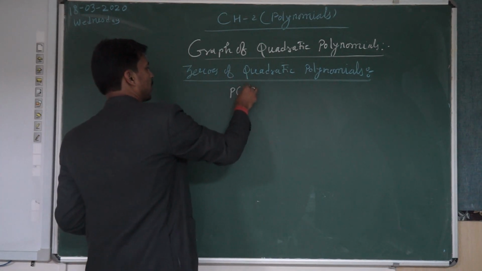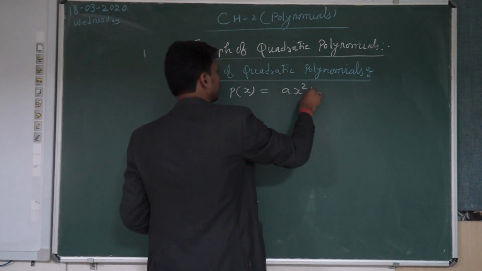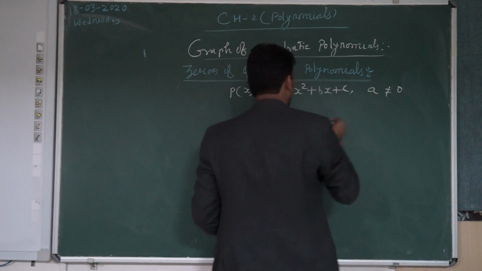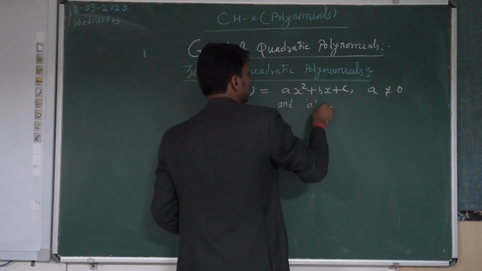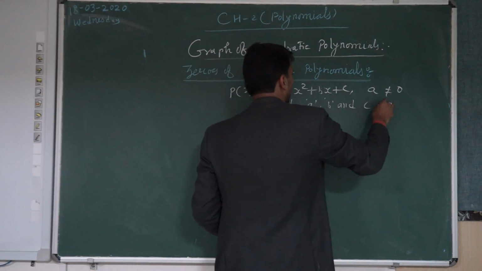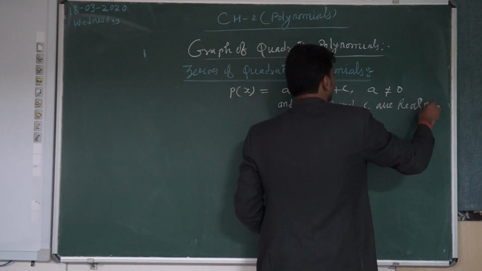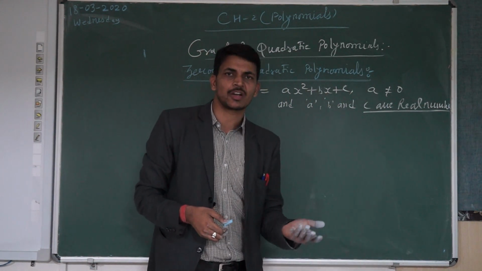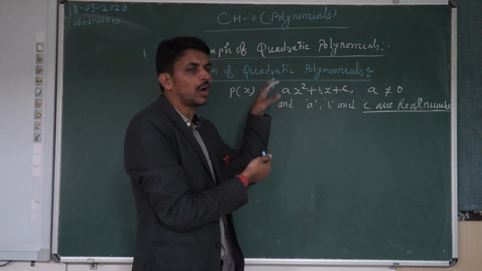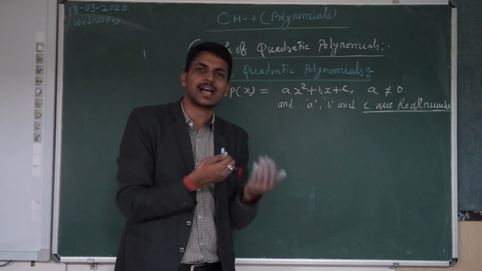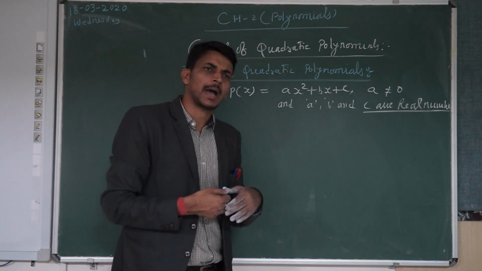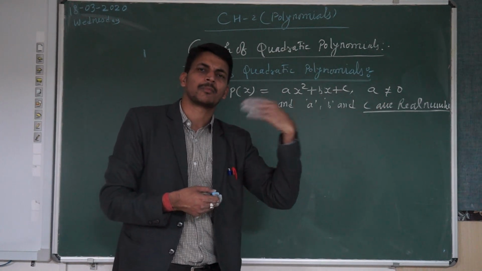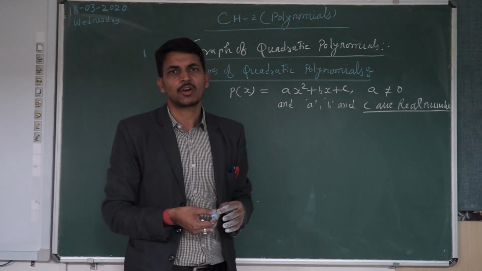So we know the standard form of a quadratic polynomial, p(x) is equal to ax square plus bx plus c, where a is not equal to 0. And what about a, b and c? a, b and c are real numbers. Basically, they are constants. They are known as arbitrary constants also, because they are constants, but they are not fixed yet. For different examples, they will differ. I mean, in the first example a will be 2, but in another example it might be -1 or -3, whatever. So we call them arbitrary constants.